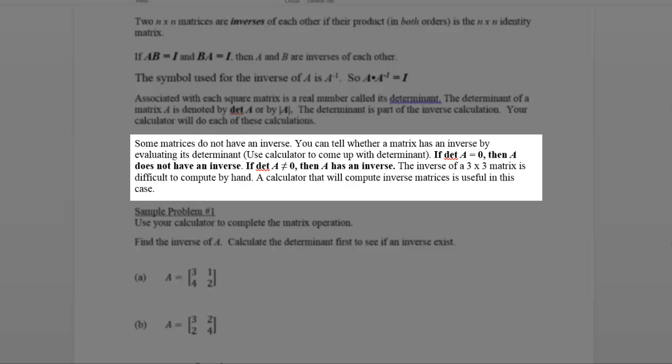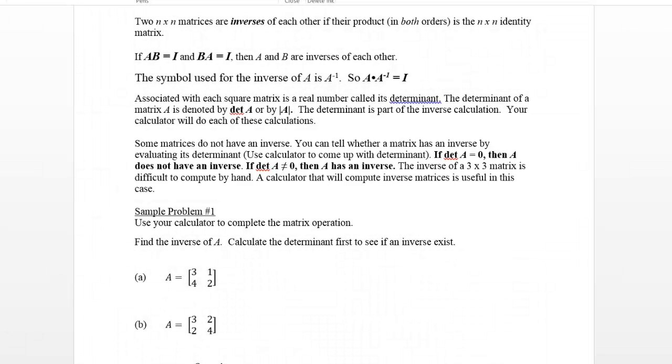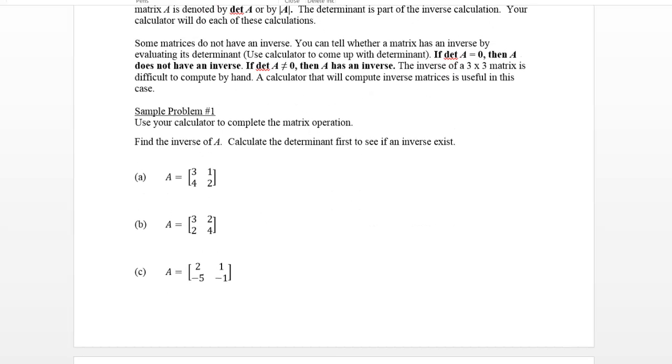Now, if the determinant is not equal to 0, it can be equal to any other number, then that matrix has an inverse. And so basically what I'm going to do here, since you haven't had the opportunity to see this on your calculator yet, I'm going to show you the first one, part A, and then I'm going to ask you to do part B and C on your own.